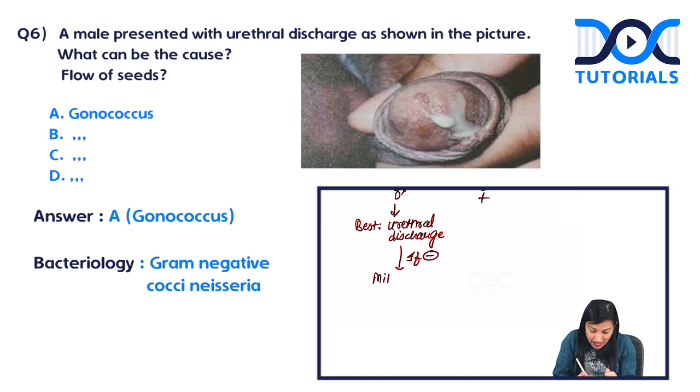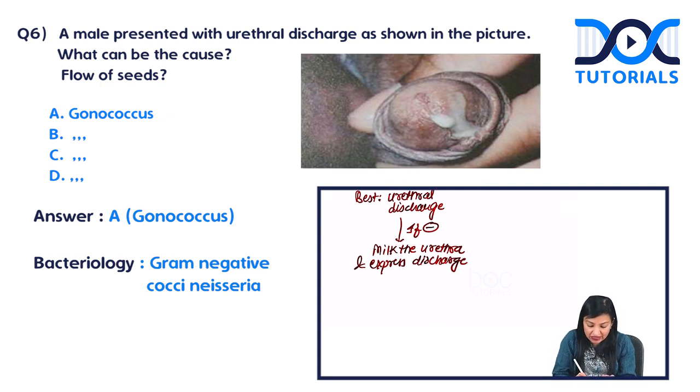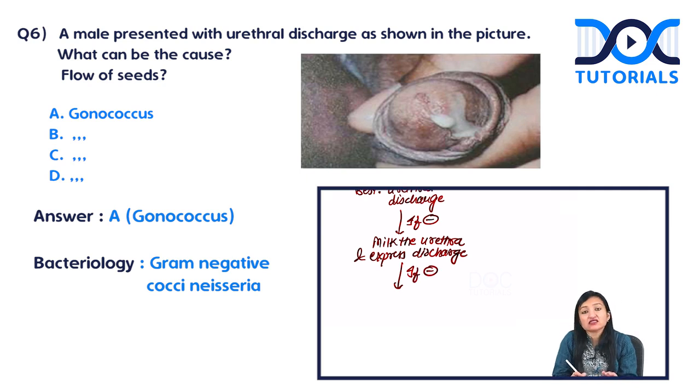So if this is absent, milk the urethra and express discharge. If this also does not lead to any expression of discharge, it is not collected. So if this fails, then the last resort is to collect a periurethral swab.